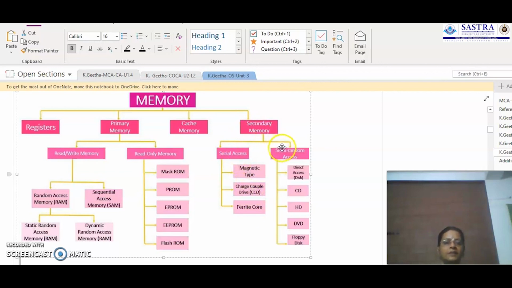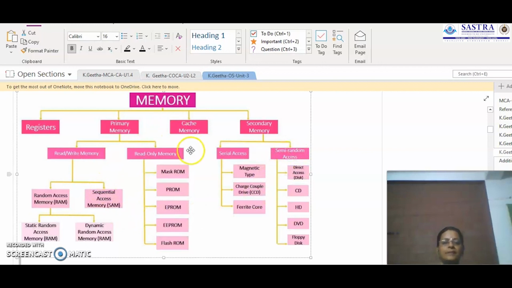And then semi-random access, so all the direct access disk, the compact disk, okay, the high definition disk, the digital versatile disk, the floppy disk, all these will come under the category semi-random. Why it is called as semi-random? You cannot directly access the content, you cannot do a random access. At the same time, it is not sequential also, so it is going to fit into the category semi-random.